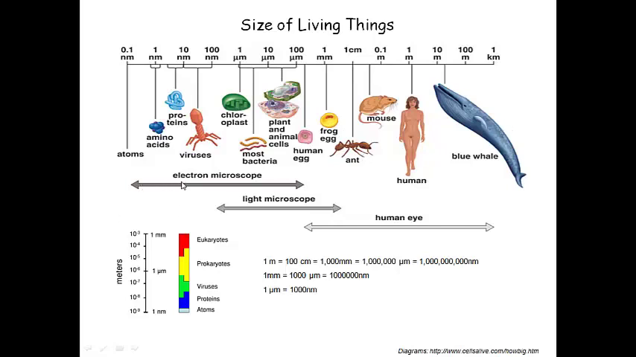Down here, notice what types of microscopes we can use to see these different structures. What we use in class is a light microscope. So we could see chloroplasts with a light microscope, but anything smaller, such as viruses, proteins, amino acids, and atoms, have to use an electron microscope to actually see.